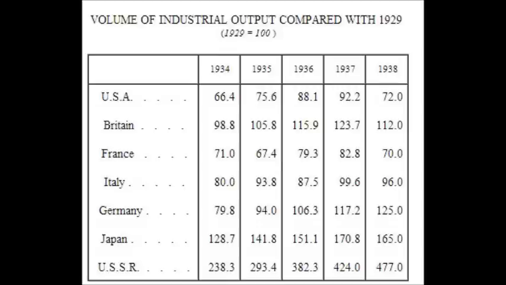Now moving on to the second 5-year plan, you will see that during the first and second 5-year plans, so basically 1928 to 1938, the industrial output of the USSR more than quadrupled. During this time, capitalist countries had only negligible growth.